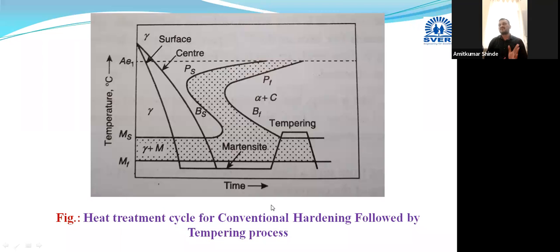Whichever hardening we have conducted in our lab, we have taken the sample, we have heated it in the muffle furnace in the austenitic region, that is above A3 for hypoeutectoid steel and above A1 for hypereutectoid steel. Then after providing sufficient soaking time or holding time, we collected that sample and directly dipped it into the water, quenched into the cold water. This is the conventional hardening.